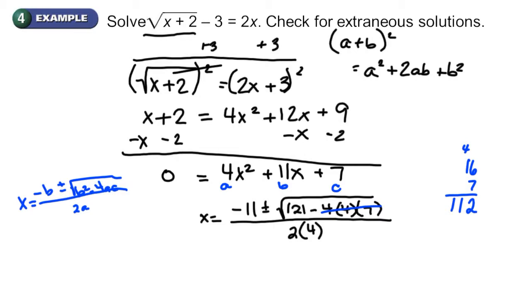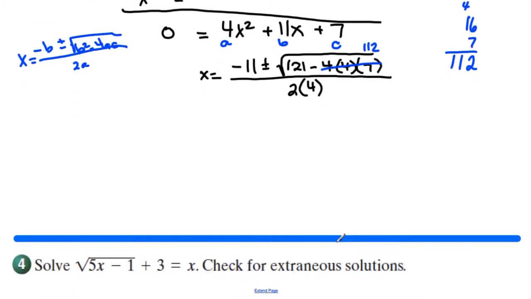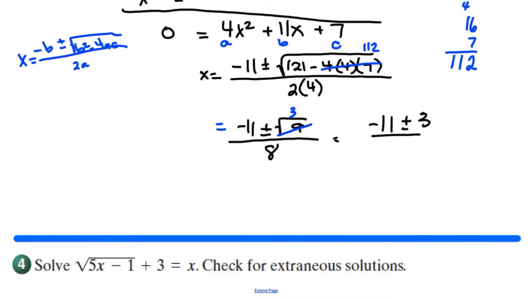So this becomes 112. Okay, so now we have negative 11 plus or minus 121 minus 112. 121 minus 112 is going to give us the square root of 9. And then this is all over 2 times 4, which is 8. Square root of 9 is 3. So now we have negative 11 plus or minus 3 all over 8.